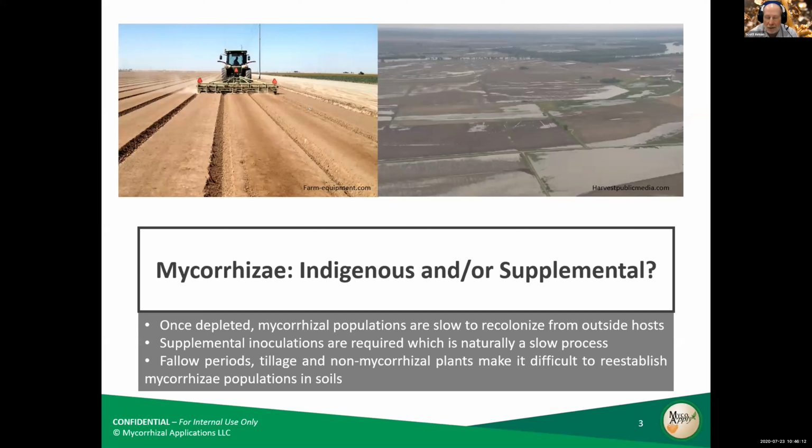There are histories of cultural practices in our agriculture that have been very detrimental to mycorrhizae, as well as soil fungi. Some of those are fallow periods, because the mycorrhizal association has to have a plant to function. Tillage is very detrimental to the hyphae, and then non-mycorrhizal plants. So you have this longer fallow period if you're planting non-mycorrhizal plants.